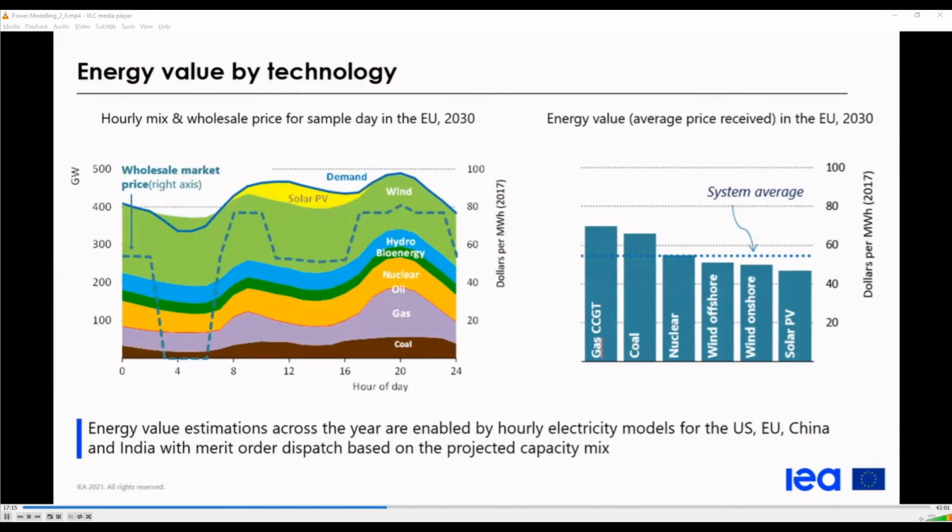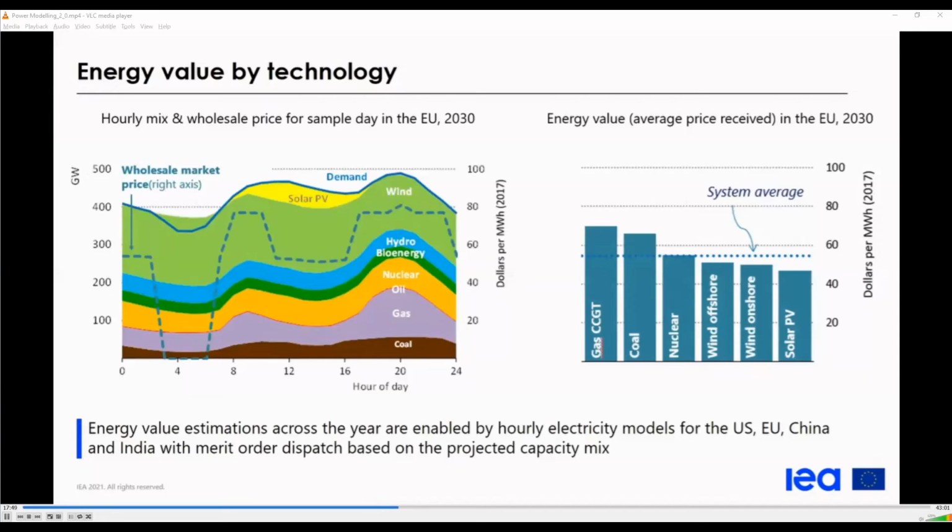And for variable renewables, it would really depend on the degree of variability and how the output of solar and the output of wind is adequate and coincides with system needs. So in this example of the European Union here, we can see that their lower ability to contribute to the evening peaks would mean a lower capacity value.